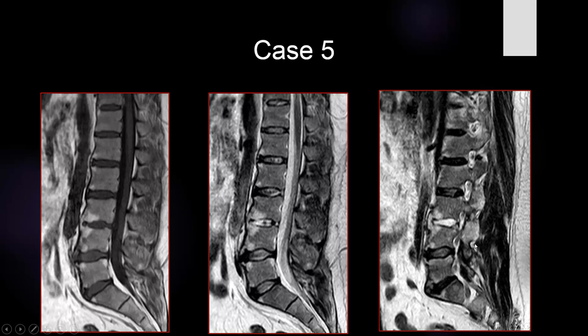We can clearly see this is an ankylosing of the facet joint. All these features are in keeping with ankylosing spondylitis. So this is ankylosing spondylitis with a shiny corner sign, with a bright T2 signal or calcification of the disc, and also ankylosing of the facet joint.